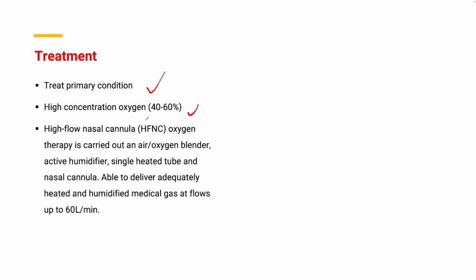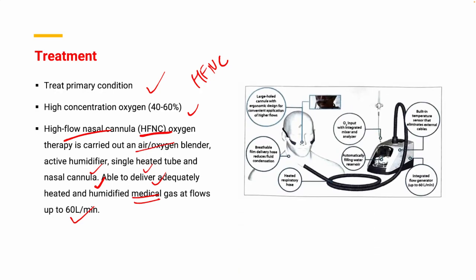Next is high flow nasal cannula, HFNC oxygen. This therapy is carried out with an air or oxygen blender, an active humidifier, a single heated tube and a nasal cannula. Four things are required, and it is able to deliver adequately heated and humidified medical gas up to 60 liters per minute. That is HFNC oxygen. So how is it? Let us see, this type of things are provided.